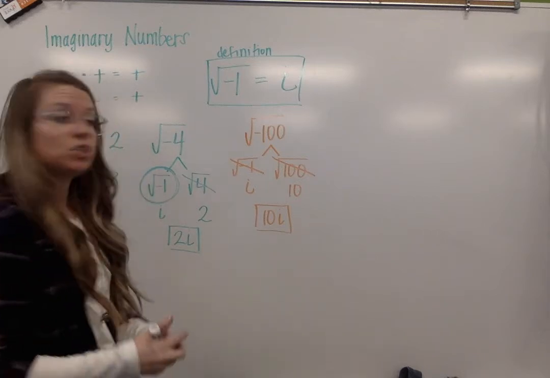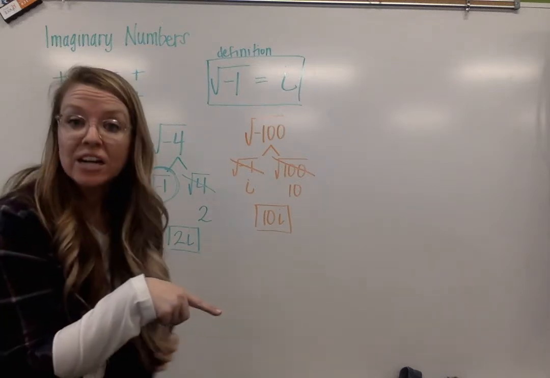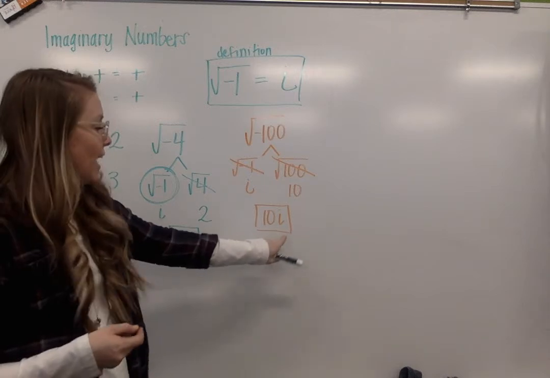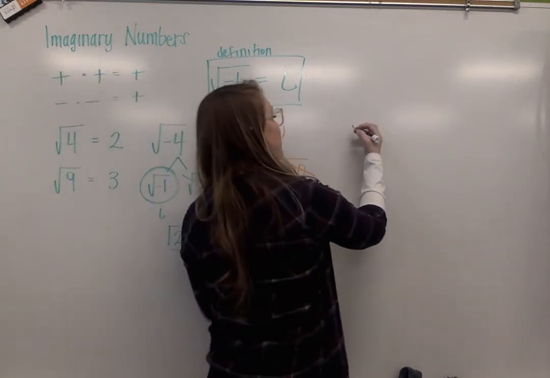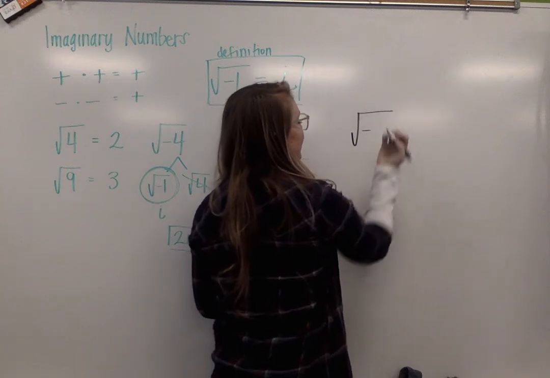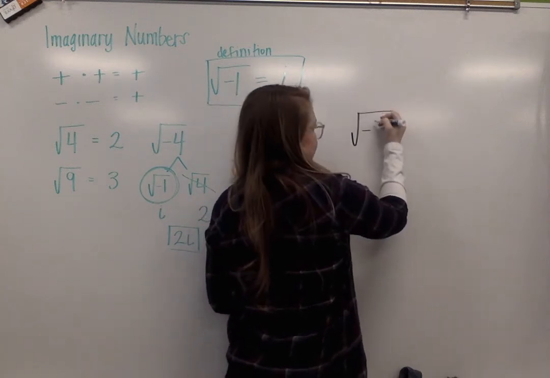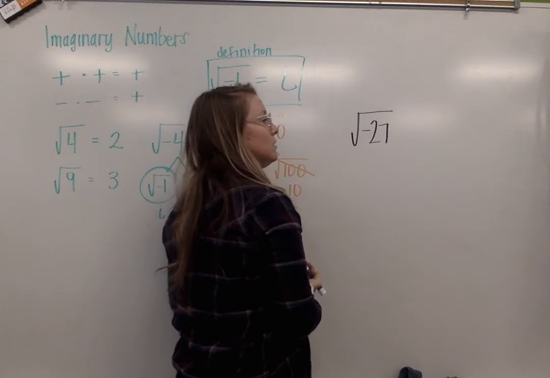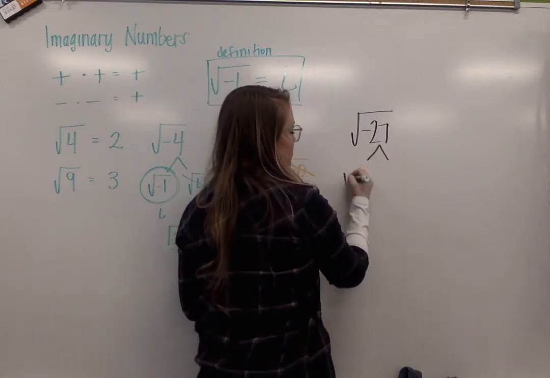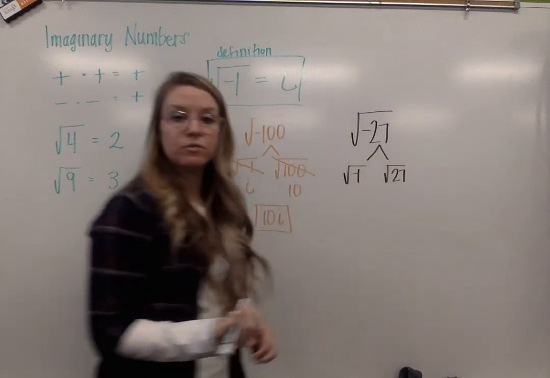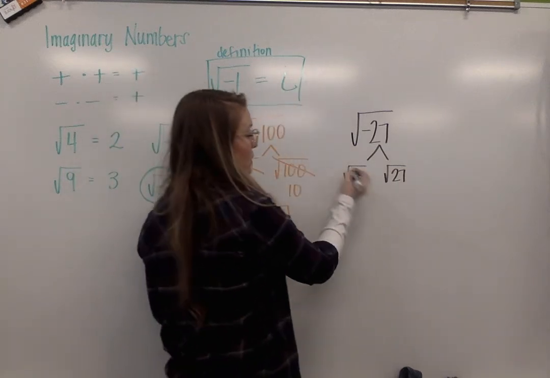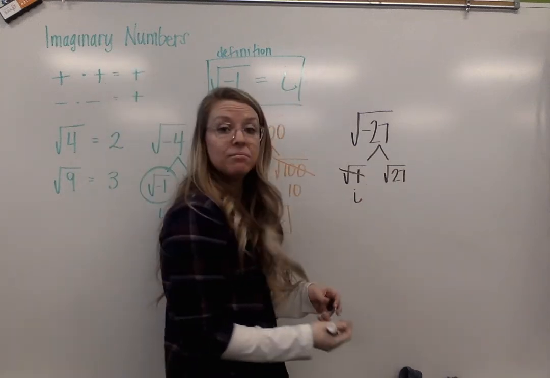Even if our square roots are irrational, meaning they're not integers because it's not a perfect square. So if I want to take the square root of negative 27, well, I'm still going to split this into the square root of negative 1 and the square root of 27. So my square root of negative 1 is going to give me my i. It's imaginary.